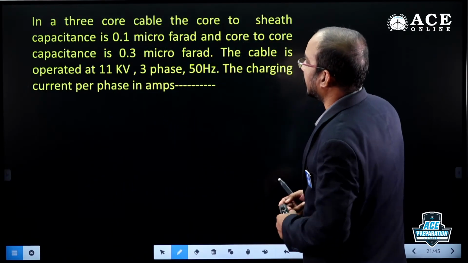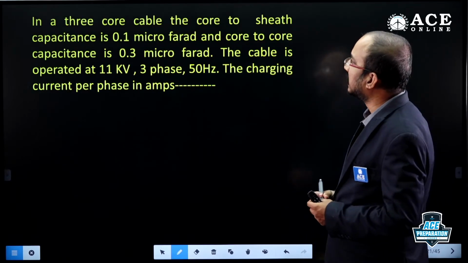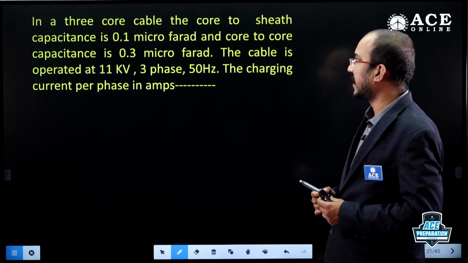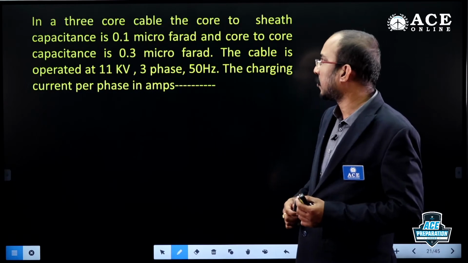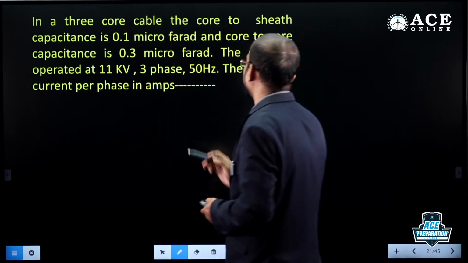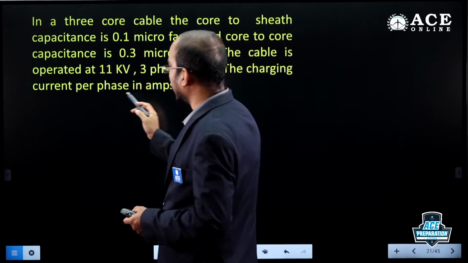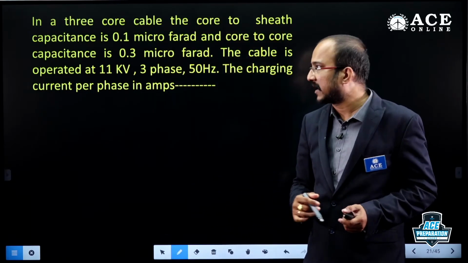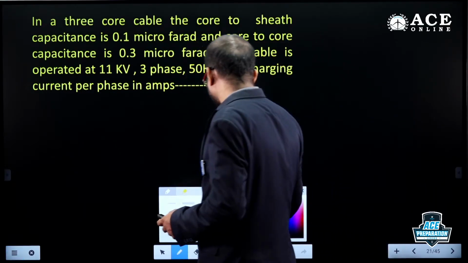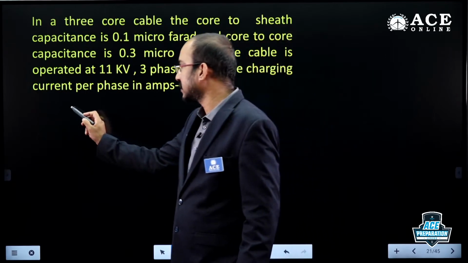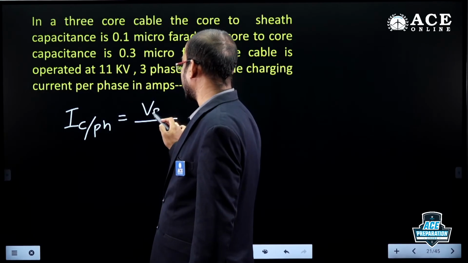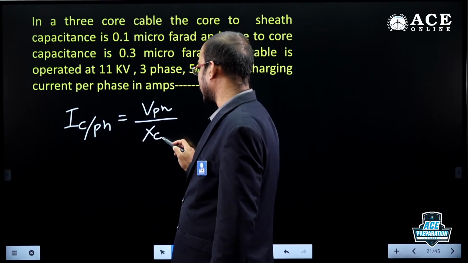Now let us try to observe this question. In a 3-core cable, the core to sheath capacitance is 0.1 microfarad and core to core capacitance is 0.3 microfarad. The cable is operated at 11 kV, 3-phase, 50 Hz. Calculate the charging current per phase in amperes. What is asked to calculate? Charging current per phase in amperes. So how do you calculate the charging current per phase? IC per phase is nothing but phase voltage V by XC per phase.